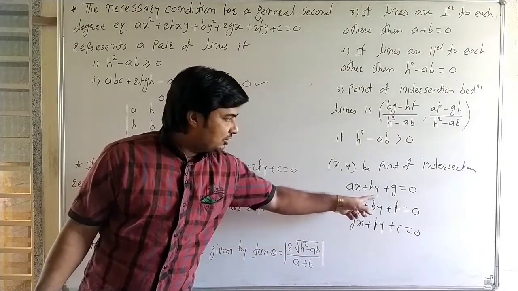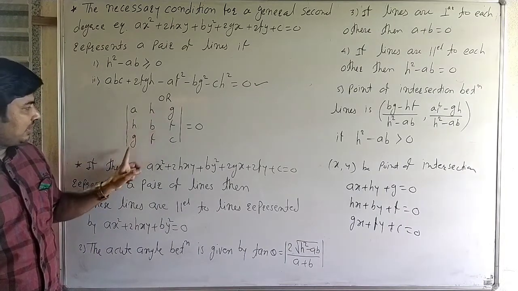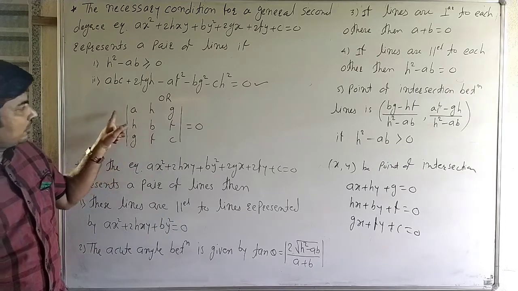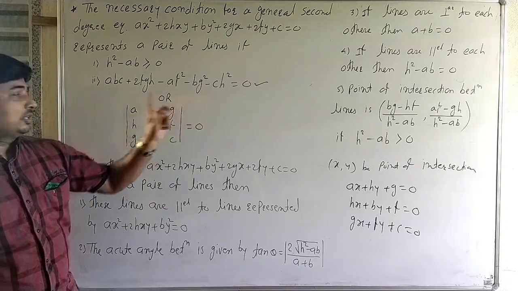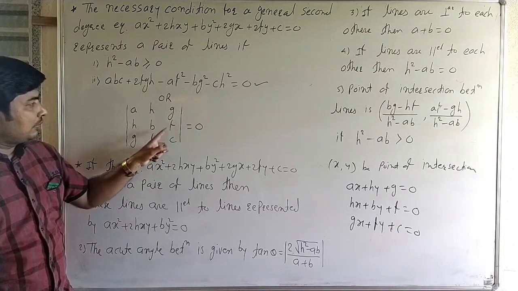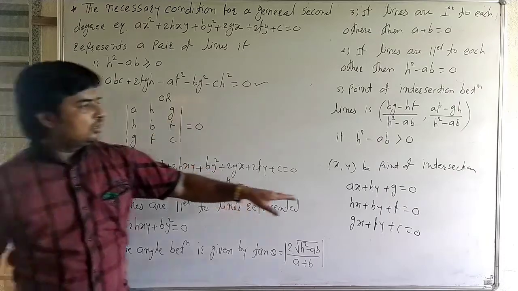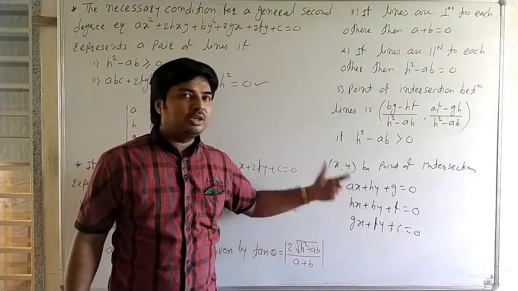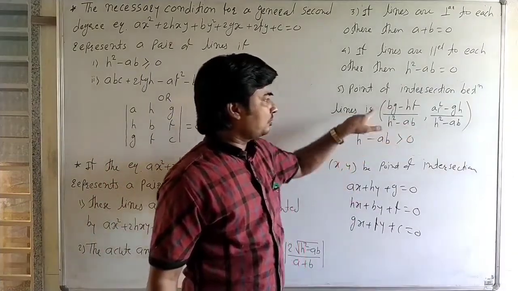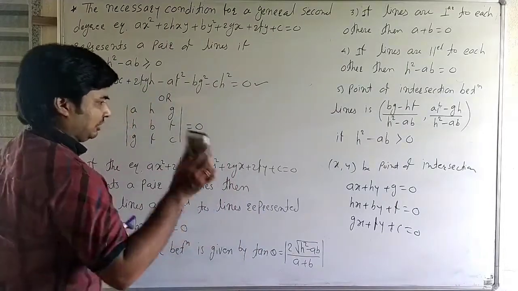These three equations are the rows of the determinant: a h g, h b f, and g f c. For the point of intersection (x, y), the first equation is ax plus hy plus g equal to 0, then hx plus by plus f equal to 0, and gx plus fy plus c equal to 0. We can solve any two equations, then we get x and y, and that is the point of intersection. Or by using this formula we get the point of intersection. Now we see the examples on this.